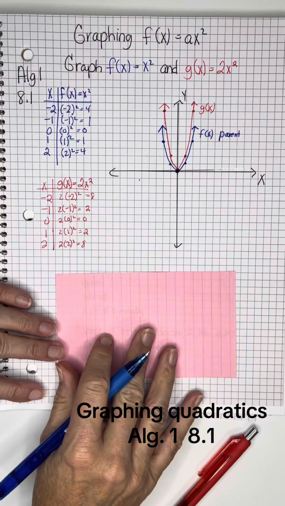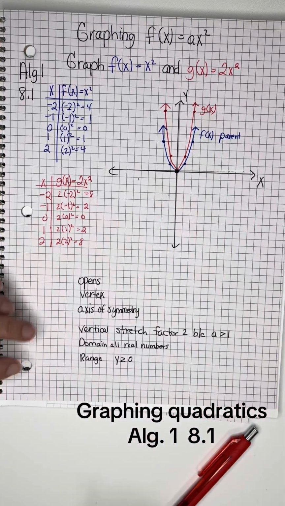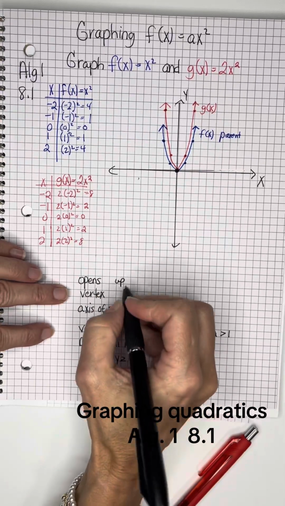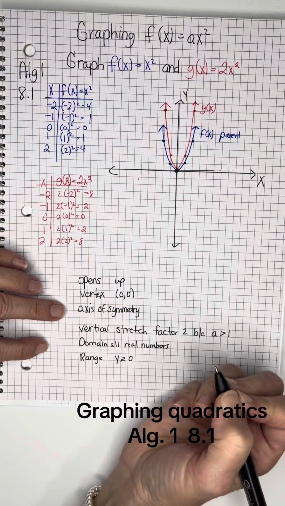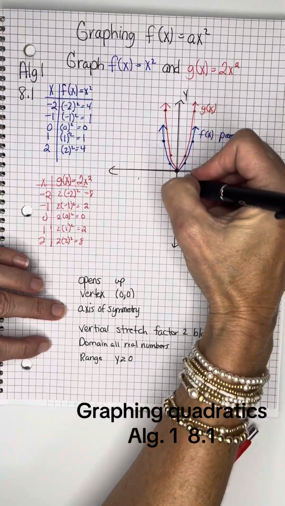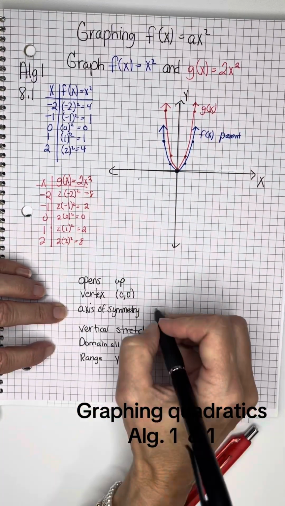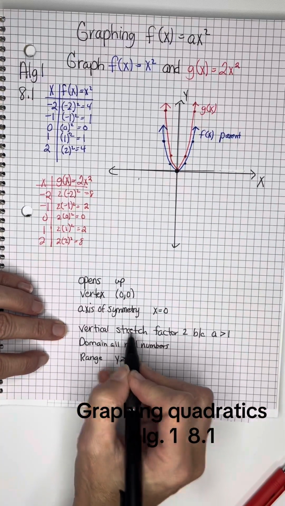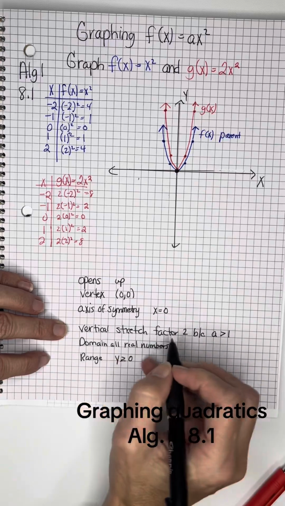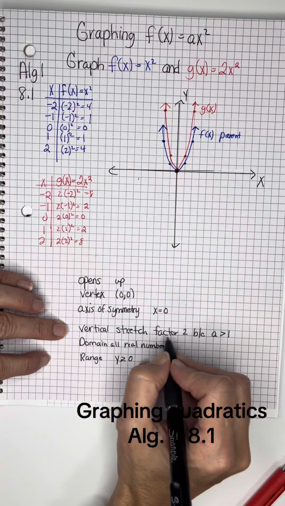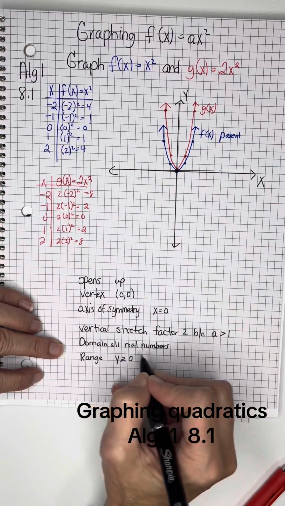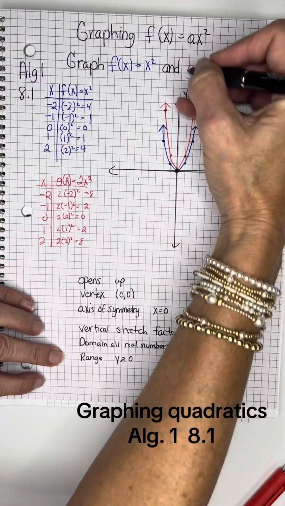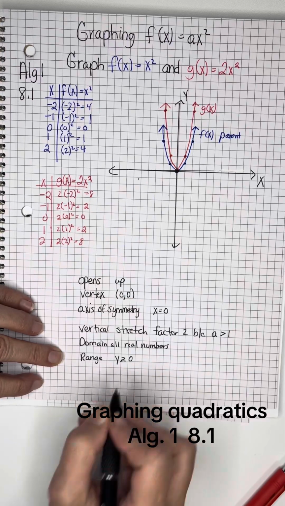They may ask you to compare them. They both open up. Notice that the vertex on both of them is at 0, 0. The axis of symmetry divides that parabola into 2 equal pieces, and that's where x equals 0. It is a vertical stretch, and that's because the A was 2, the red one was. There was a vertical stretch factor of 2. The domain for both of them is all real numbers. And then the range for both of them, that's the y's, is going to be y is greater than or equal to 0.